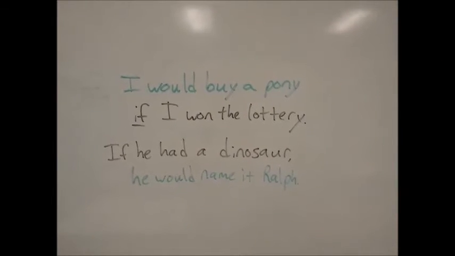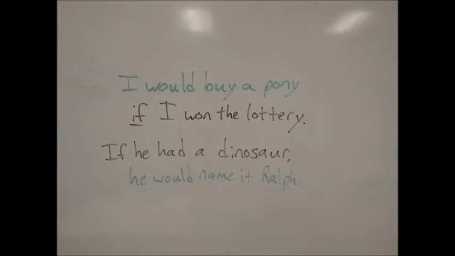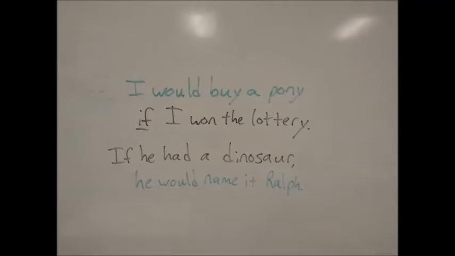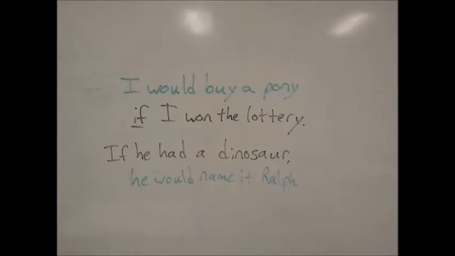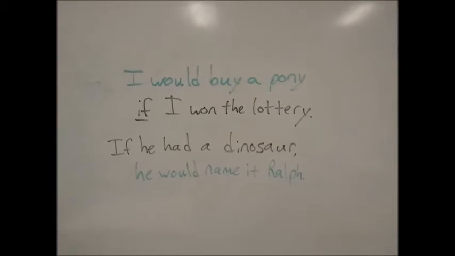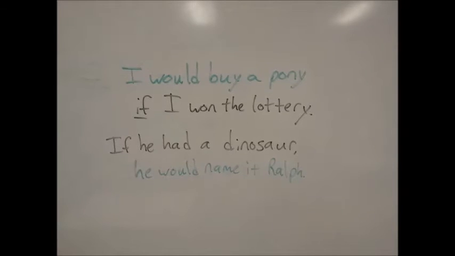In the second sentence, we have the position switched, where the condition comes before the reaction, and there's a comma. So it reads, if he had a dinosaur, he would name it Ralph. You can't have the reaction without the condition. What I mean by that is, the person would first need to have a dinosaur before he could name it Ralph.